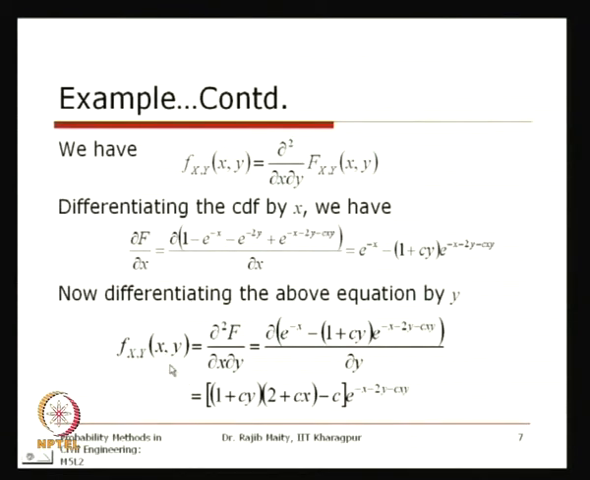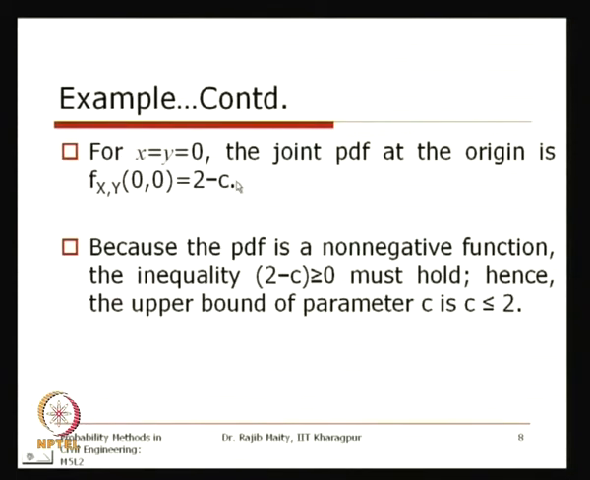Now another property that we have seen is that for all possible values of x and y, this should be non-negative. So this should be greater than or equal to 0. Now you can see that it will have the minimum value at x equals 0 and y equals 0, at the origin. We will check its value, and from there we will get the upper limit. For x equals y equals 0, the joint PDF at the origin is given by 2 minus c.